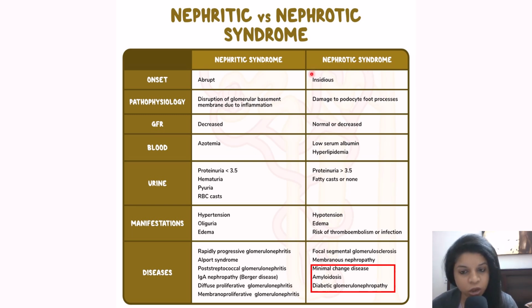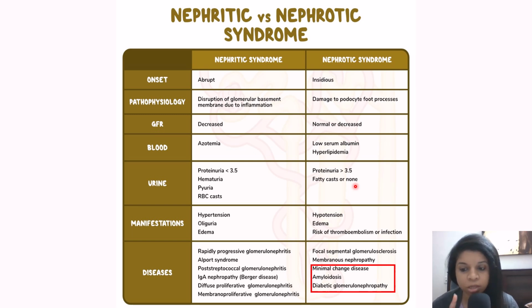So the patient will have damage to podocyte foot processes only. So what is happening? The filtration barrier, which had a 70 kilodalton size limit, will increase to the next level. So n number of proteins now start going through the filtration membrane, and then the patient will have massive proteinuria, which is more than 3.5 grams.